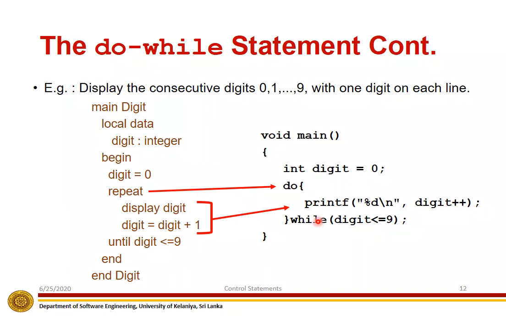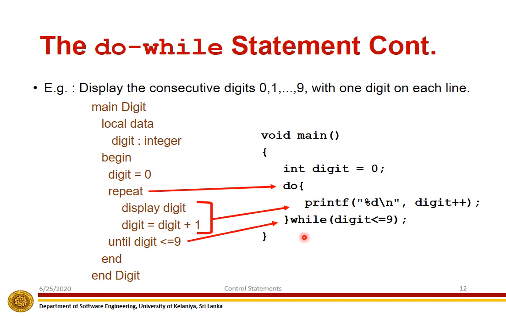Then for the until, we can use while digit less than or equal to 9. Here I have used curly braces, but there is no need to use curly braces here because there is only one statement. You can ignore the curly braces. If you are using two statements here, you have to use curly braces.